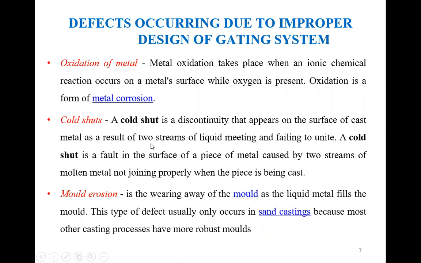The next one is cold shut. A cold shut is a discontinuity that appears on the surface of the cast metal as a result of two streams of liquid meeting and failing to unite. So a cold shut is a fault in the surface of the piece of metal caused by two streams of the molten metal not joining properly when the piece is being cast. When solidification is not done perfectly, the workpiece can break. The workpiece will have very little strength and some cracks.